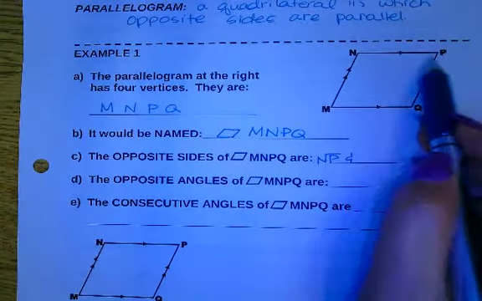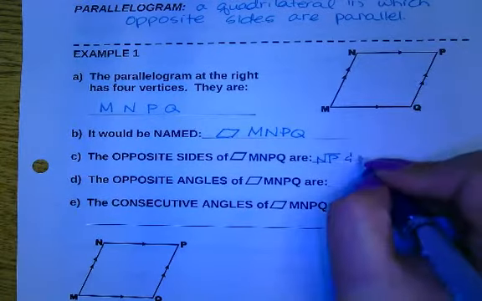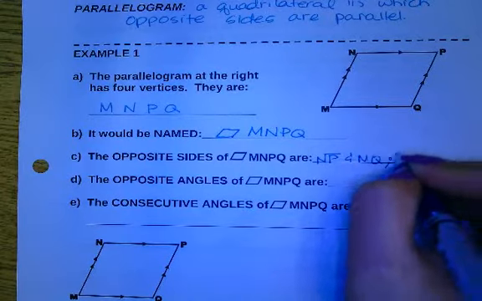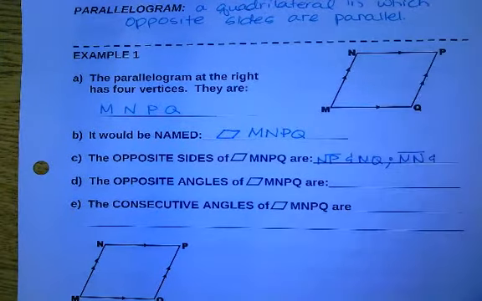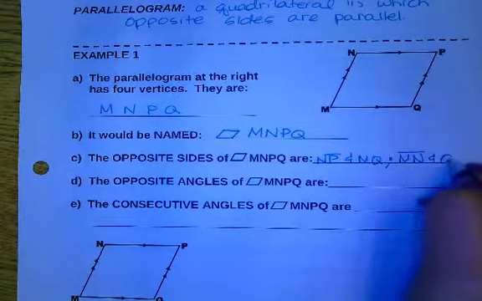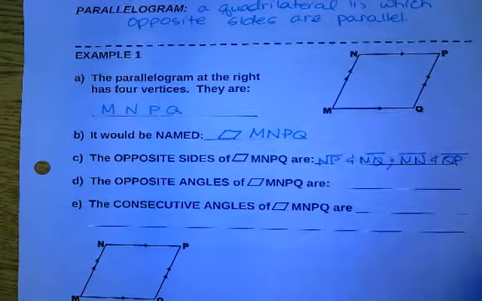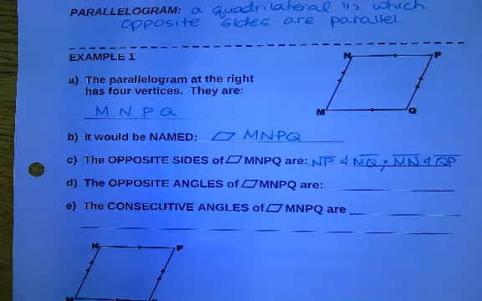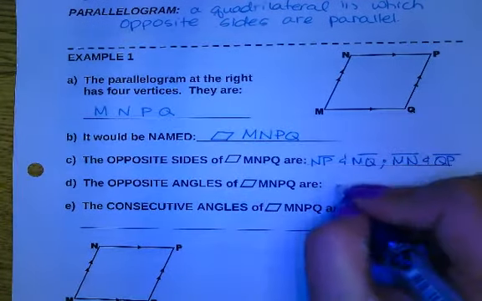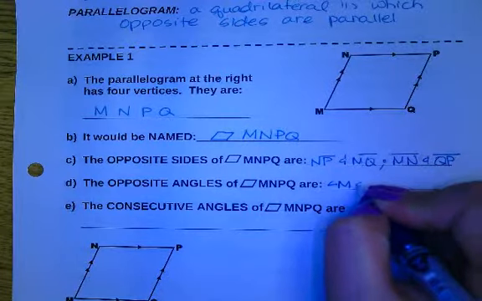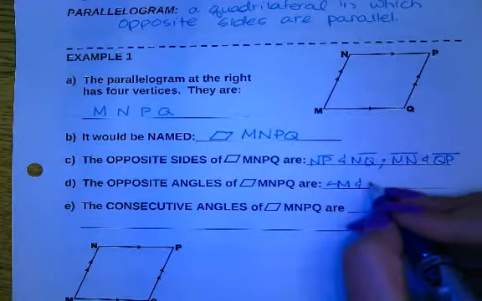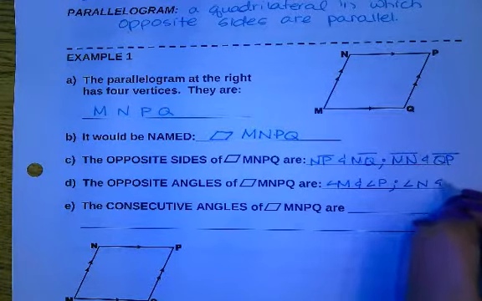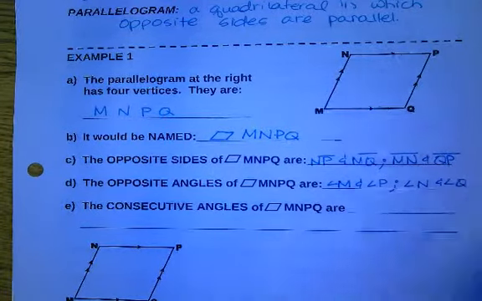PQ. NP is opposite of what? MQ. MQ. MN is opposite of QP. QP. Okay, opposite angles of parallelogram MNPQ are, angle M is opposite of what? P. P. And angle N is opposite Q.